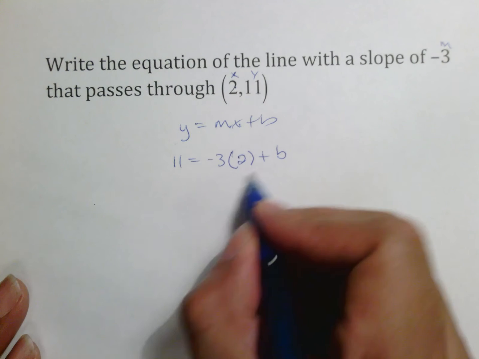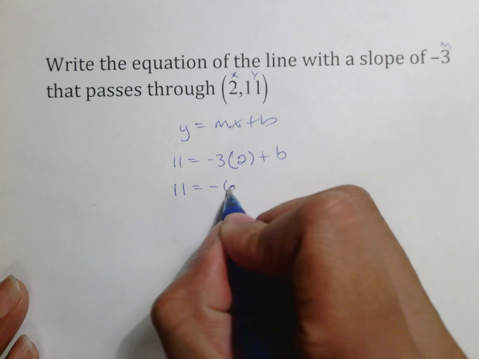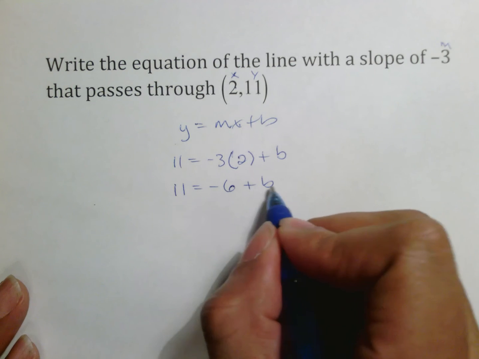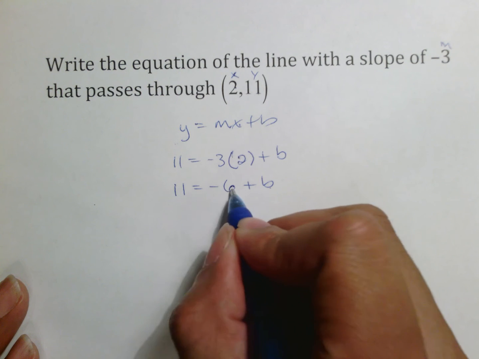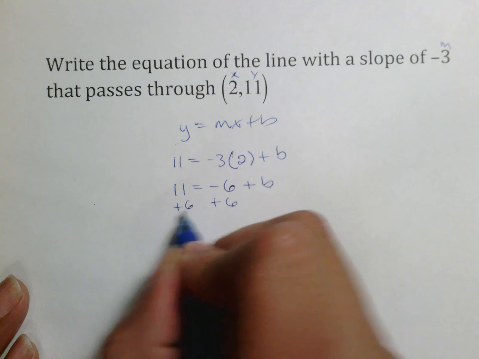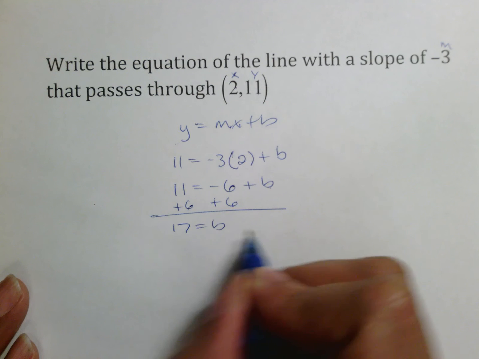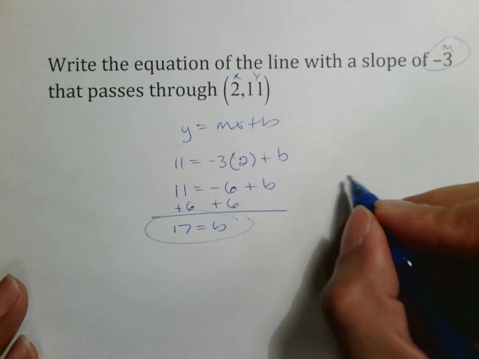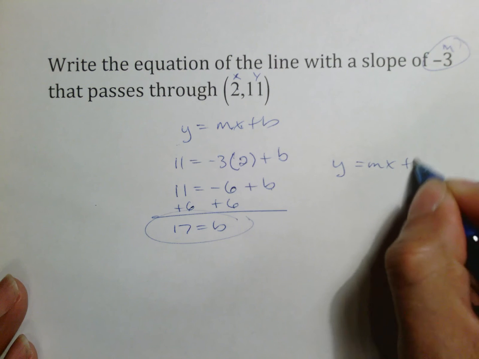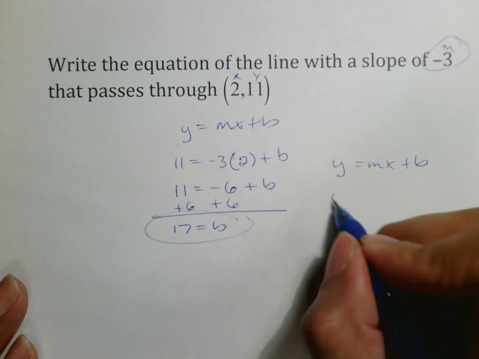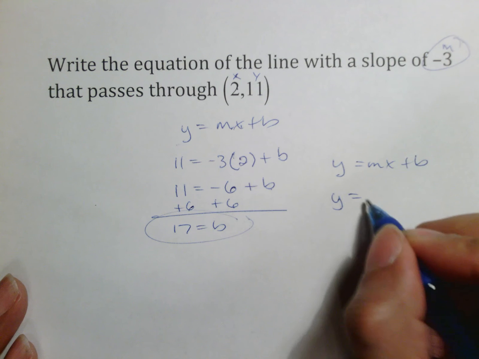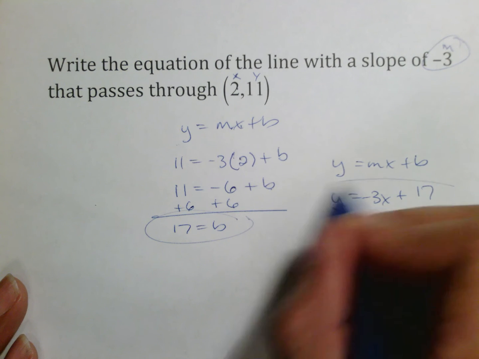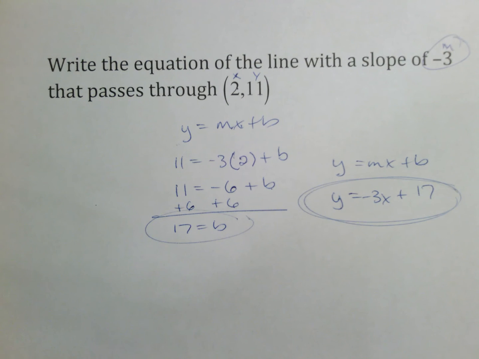Now I use algebra. -3 times 2 turns into -6 plus b. And then from there, if I want b, I have to get rid of -6. The way you get rid of -6 is by adding 6 to both sides, getting 17 for b. Once I find b and I have m, I go back to my slope-intercept form and I plug in m and b. So it's y equals -3x plus 17. That is my answer.